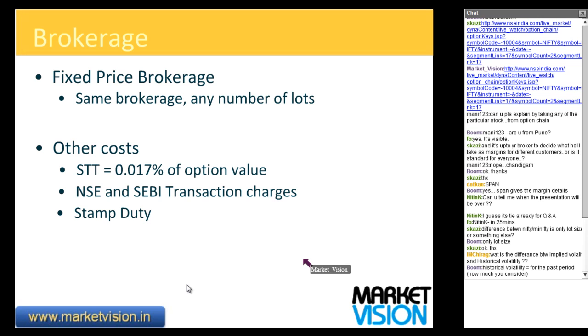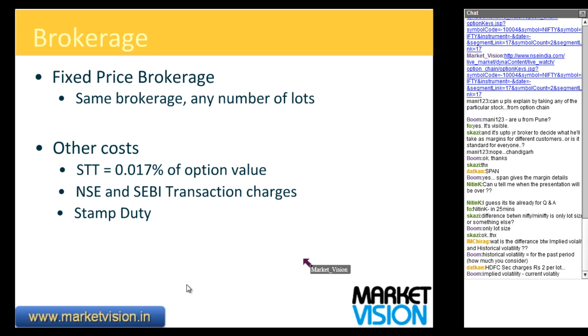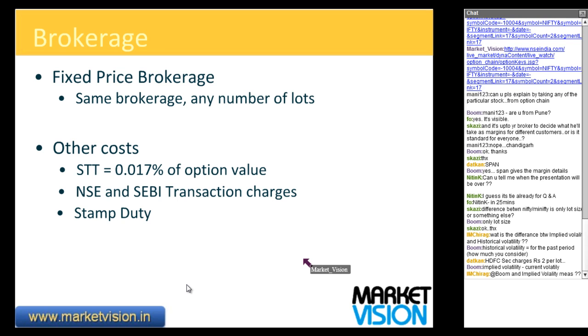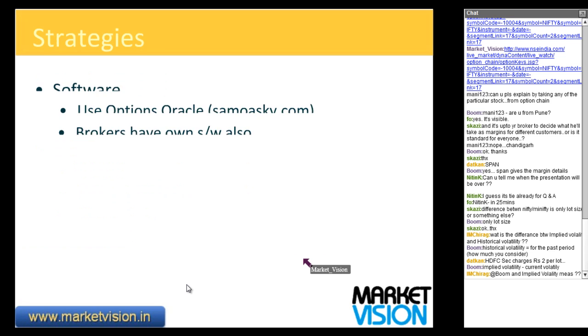Other costs: you have securities transaction tax of 0.017% of the option value, which is really nothing, as the option value is small. NSE and SEBI transaction charges are again small but could impact you, and STT actually impacts you. I'm going to put in another video; you can search for an STT and option prices video, which talks about how STT affects your option price itself. That is specific to India, but I'm not going to cover it in this session because it's a complicated concept by itself. There's also stamp duty that differs based on the state in which your broker resides.